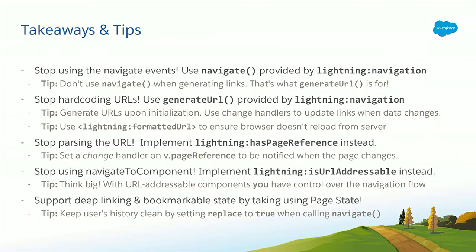And also, I want people to really take advantage of this feature, really push the bounds on it, because I think that being able to handle your own navigation, your own components, you can really kind of control the flow of your app. So I'm excited to see what people come up with. And you should also consider supporting deep linking and bookmarkable state by taking advantage of the state attribute in the page reference. And I think I'm out of time.